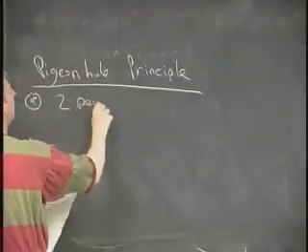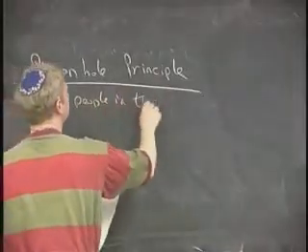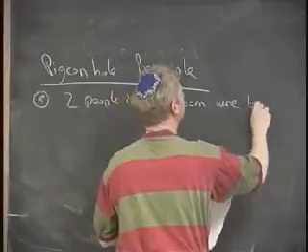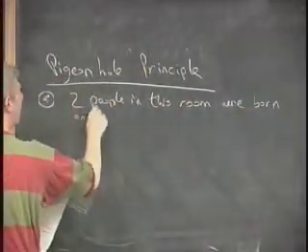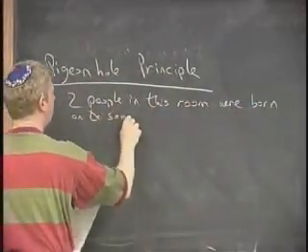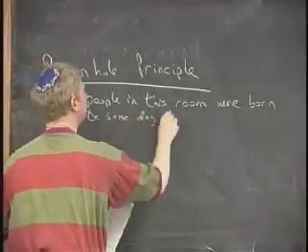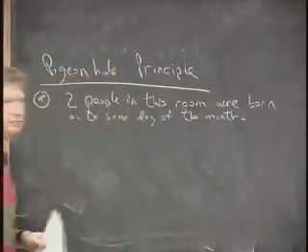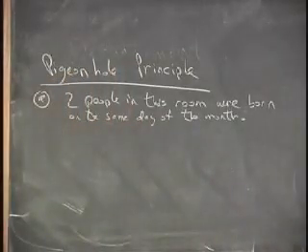Here's A. Prove that 2 people in this room were born on the same day of the month. At least 2. That means 1 through 31. We got 36 people in this room, right? There's only 31 possible days. There's got to be a duplicate.